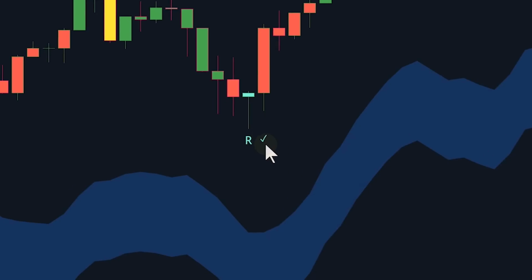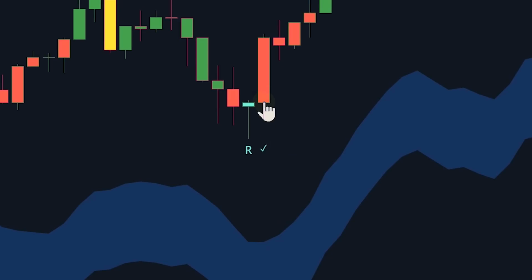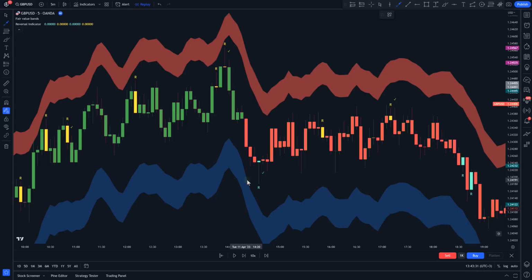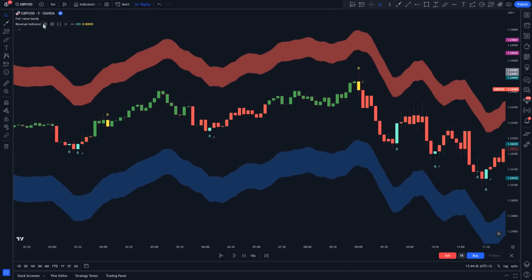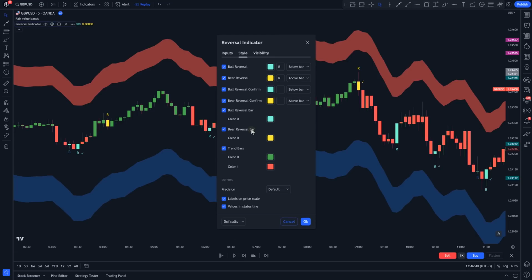These checkmarks serve as confirmations that the trend reversal has begun with the next candle following the signal candle. Now, to make our strategy so much better, we're only going to be taking trades where there is a checkmark after the R label. Now, this indicator also changes the bar colors. However, we don't need it to do that, so let's just access the settings and disable that option.